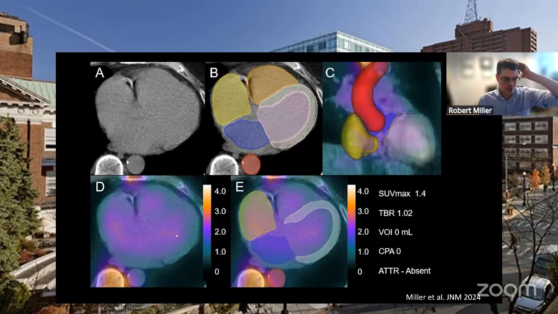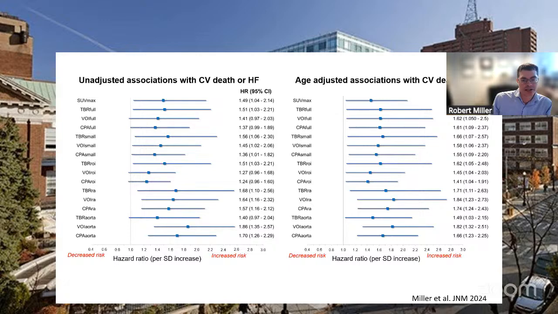Here it's a case of a patient with just blood pool activity. You can see that the region of interest actually nicely fits right around where the blood pool is. And this patient had no ATTR. We went on to look at prognostic value of these measurements, which I think is probably a more important task. And here you can see that all of these automated measurements that, again, could be automatically provided with any pyrophosphate scan were associated with an increased risk of either cardiovascular death or heart failure hospitalization, with about a 50% increase in risk per standard deviation increase in metric.